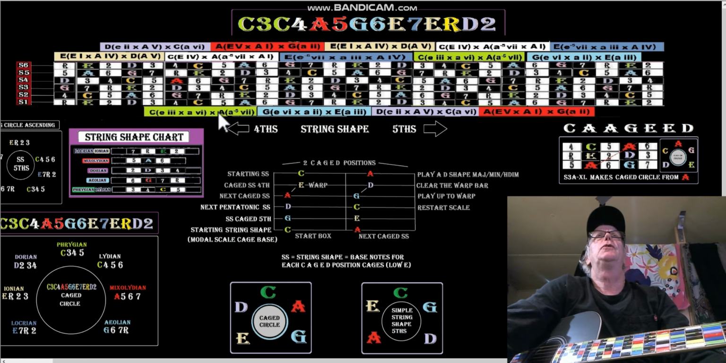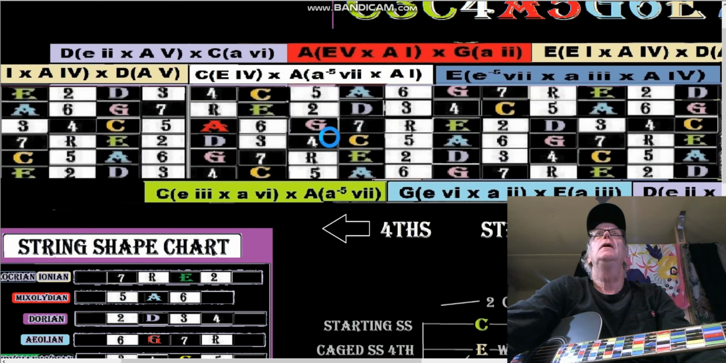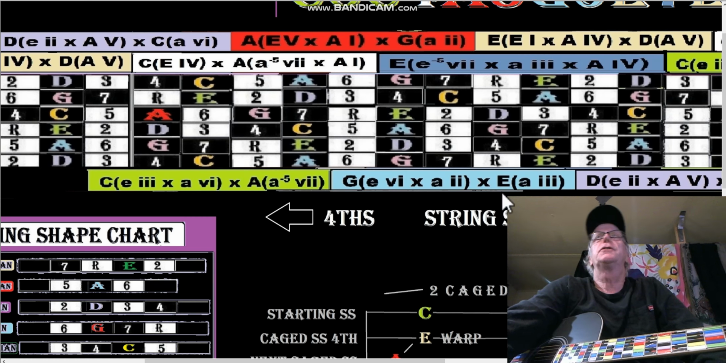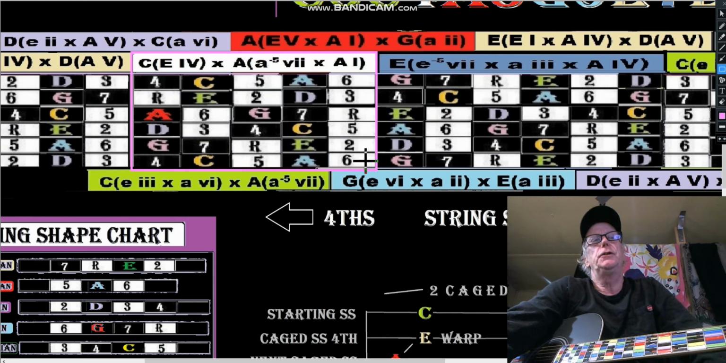Now let's look at it real quick here. We have the fourth is 4, 5, 6, 7, root 2, 3, 4, 5. Now 6, 7, root will give us a double here. Here's our fourth cage here. Okay, right here. This is the Lydian cage here, the new cage, one of the new ones. The other new one is obviously the Ionian.